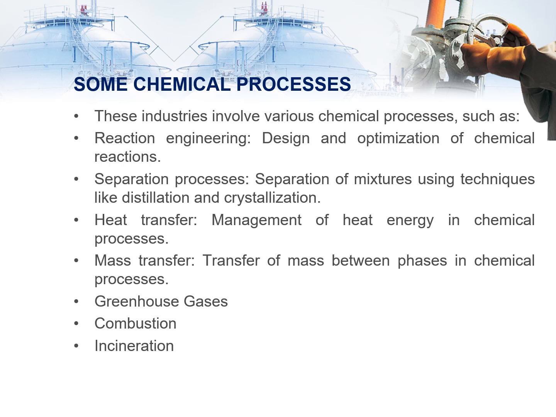Then we talk about some chemical processes. So in the industry, a lot of processes go on. We talk about reaction engineering, separation processes, heat transfer, mass transfer, greenhouse gases, combustion and incineration. When we talk about reaction engineering, it's the design and optimization of reactions, how reactions are designed to be implemented. We look at separation processes like distillation and crystallization. So distillation is the distillation of, like, crude oil in order to get oil and gas or petroleum or in order to get methane or something. And then we look at crystallization of maybe seawater to get salt.